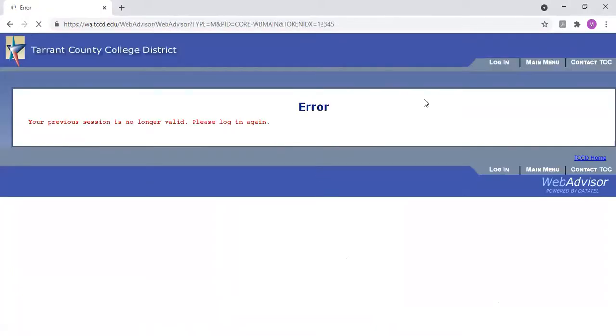And so in Web Advisor, oops, hang on one second. I logged in a long time ago, so give me a moment. All right, let's try that again.